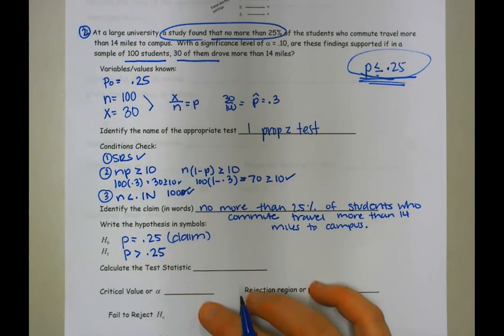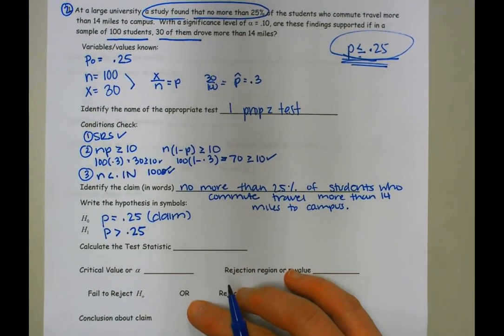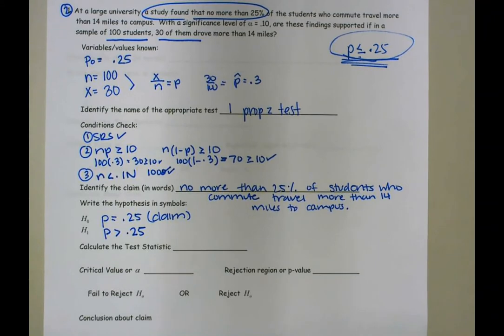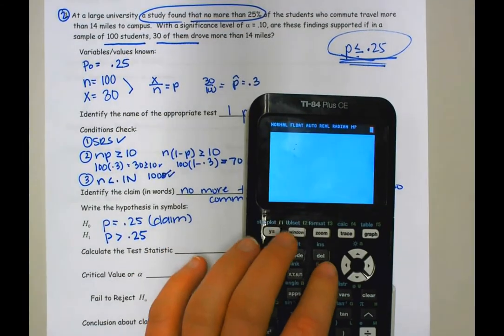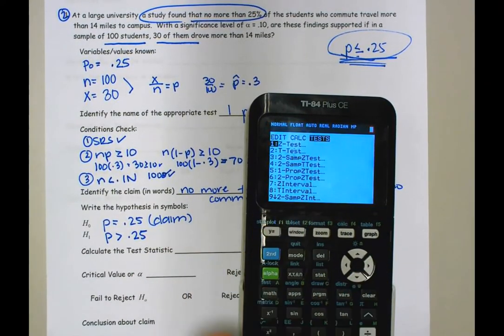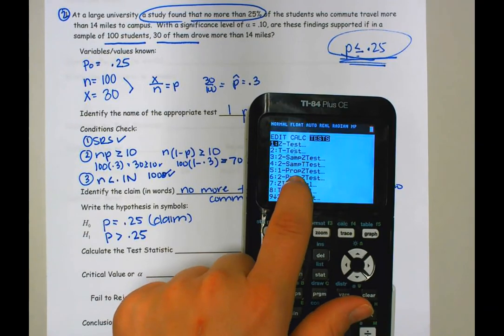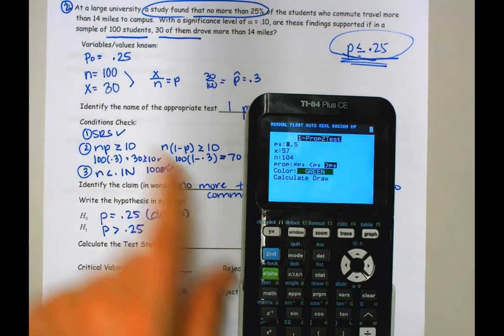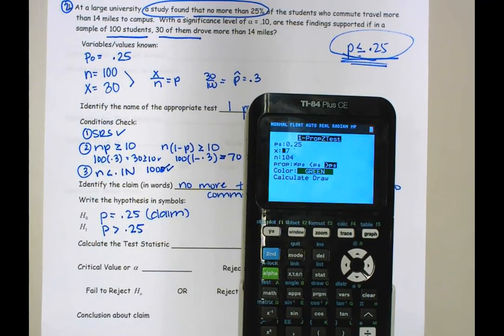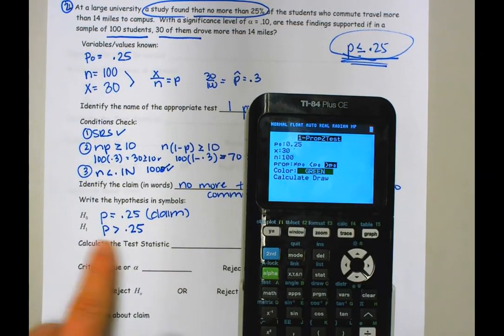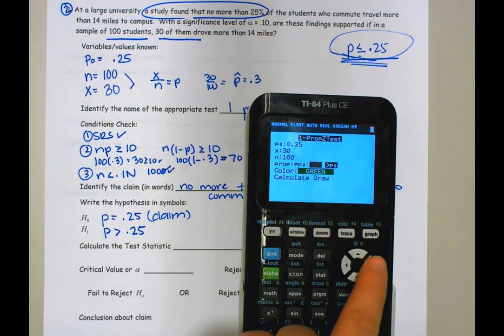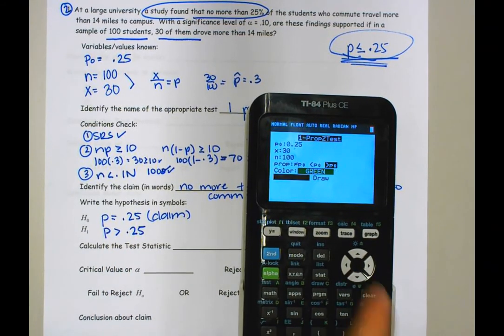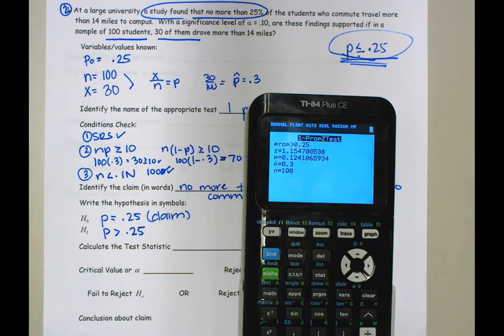All right, so now it's time to run our prop Z test. So again, it's pretty similar to how we run our t-tests and our prop Z intervals. We're going to hit stats, go over to test, and then we're looking for that one prop Z test, which is number 5. And then we're just going to type in that information that we laid out up here. So our initial p-value is 0.25. Our X is 30, our N is 100, and then our alternative hypothesis is that it is greater than 0.25. So we'll go ahead and calculate.